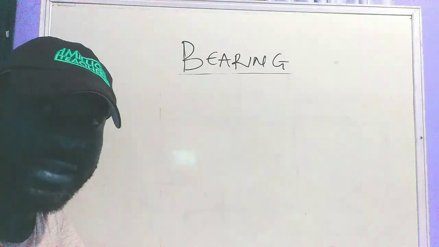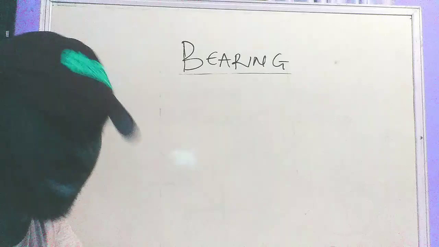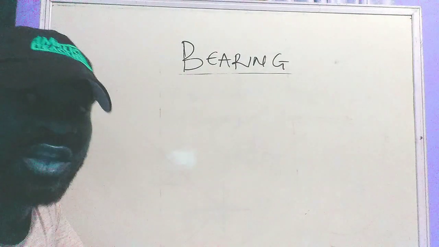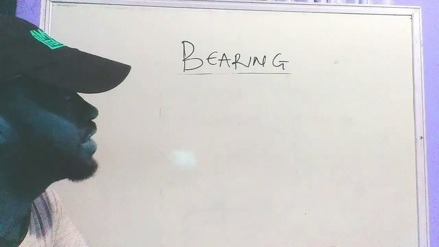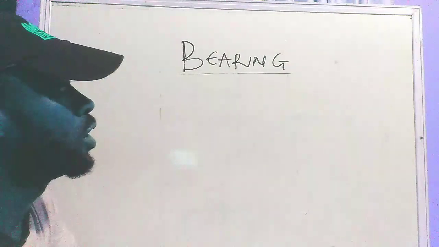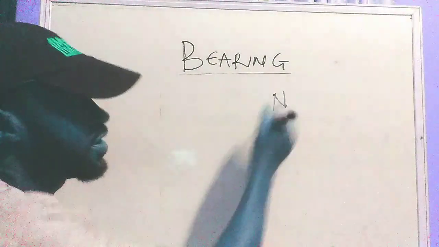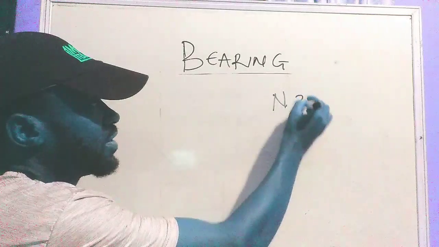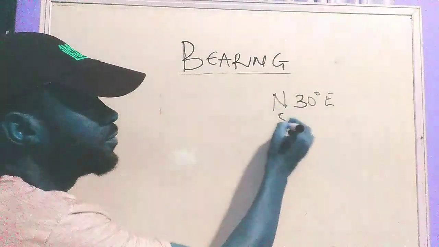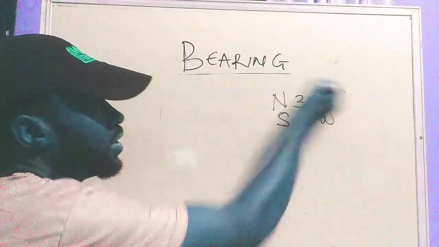Yesterday we looked at the compass bearing and the three-figure bearing. So we are going to start from where we stopped yesterday. Now let's just recall what we did. I said that the compass bearing is that bearing that makes use of the cardinal points in its representation. Example, you may see something like north 30 degrees east or south 15 degrees west.